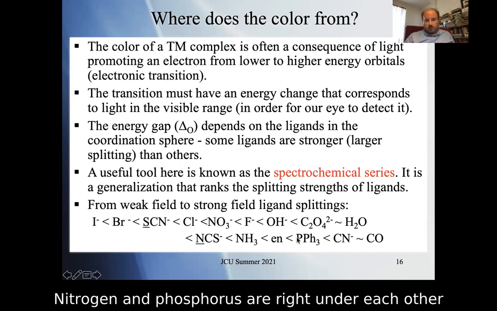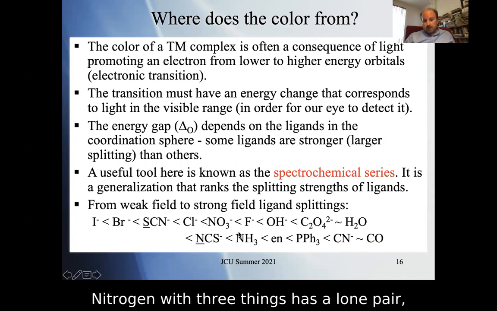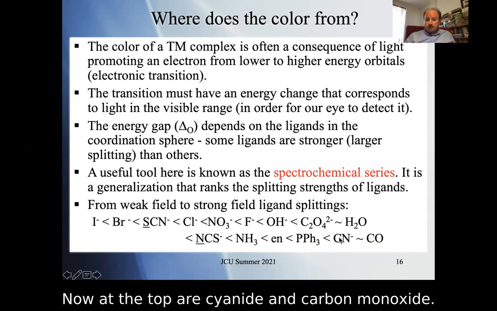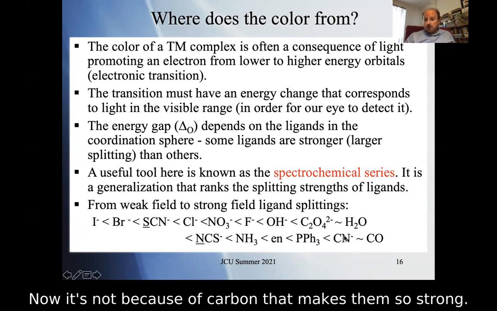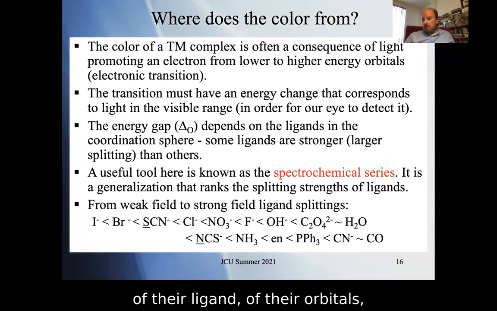Nitrogen and phosphorus are right under each other on the periodic table. Nitrogen with 3 things has a lone pair. Phosphorus with 3 things has a lone pair. Now, at the top are cyanide and carbon monoxide, right? And in this case, these happen to be carbon-based compounds. Now, it's not because of carbon that makes them so strong. It's, again, because of a particular ability of their ligand, of their orbitals, to create very strong bonds, right?